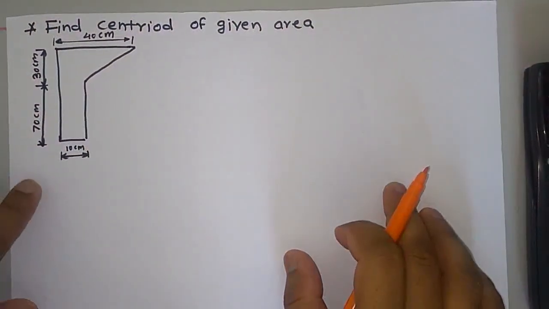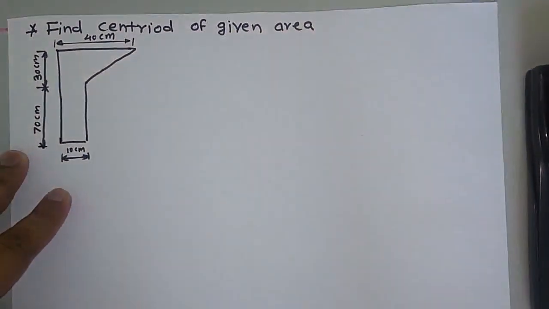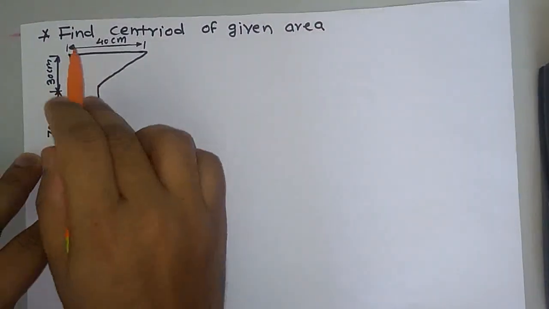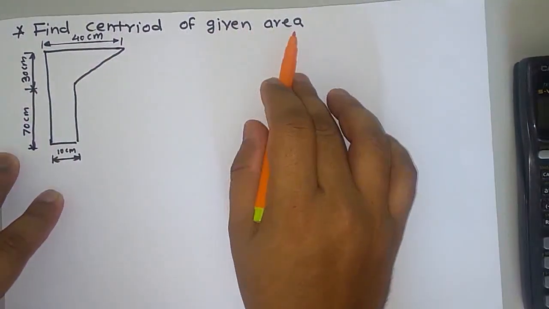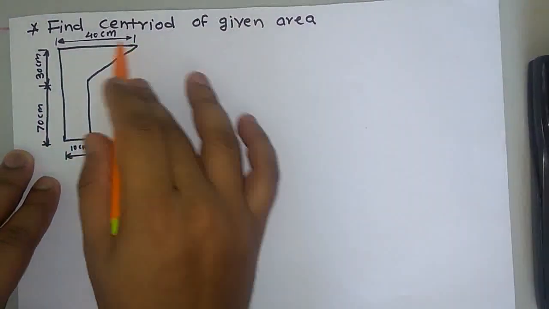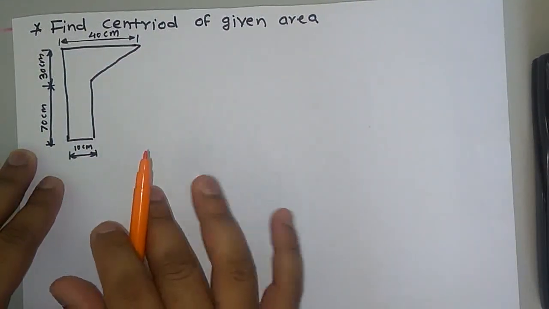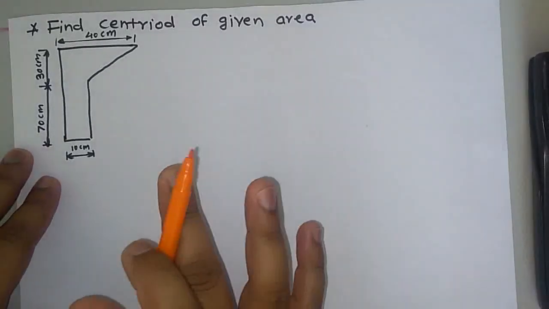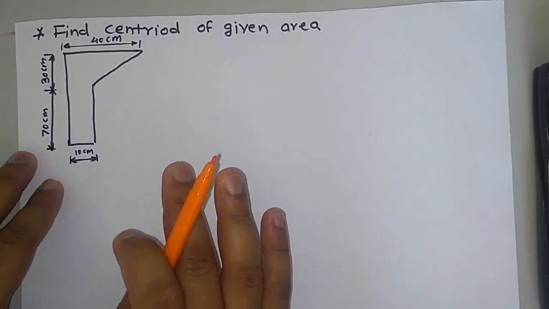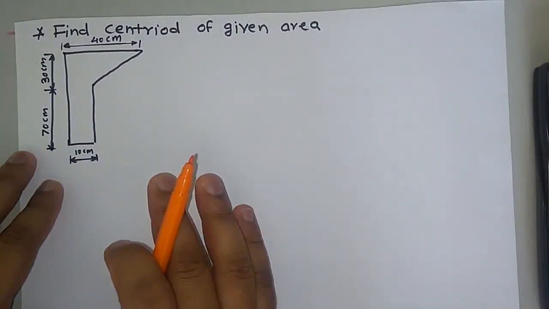Now we will try to solve the simple problem from the centroid. So what is the problem? Find the centroid of a given area. So this is a given area, and we need to find the centroid of this geometry, right? Now follow these steps. We have seen the 4 steps, so follow these steps.